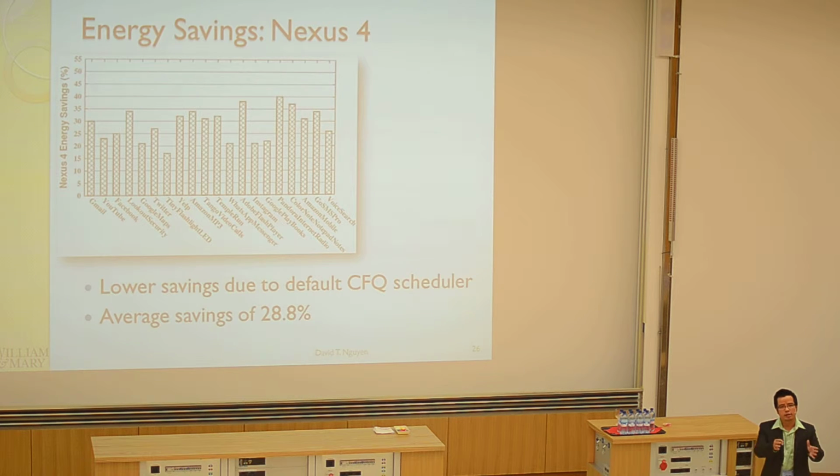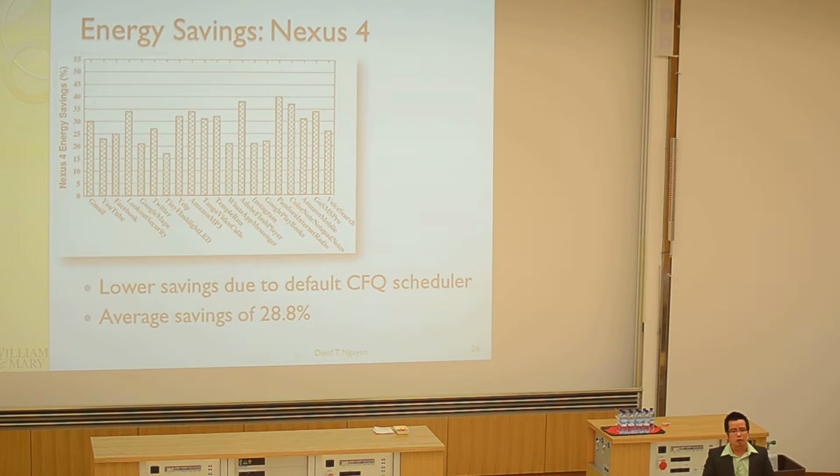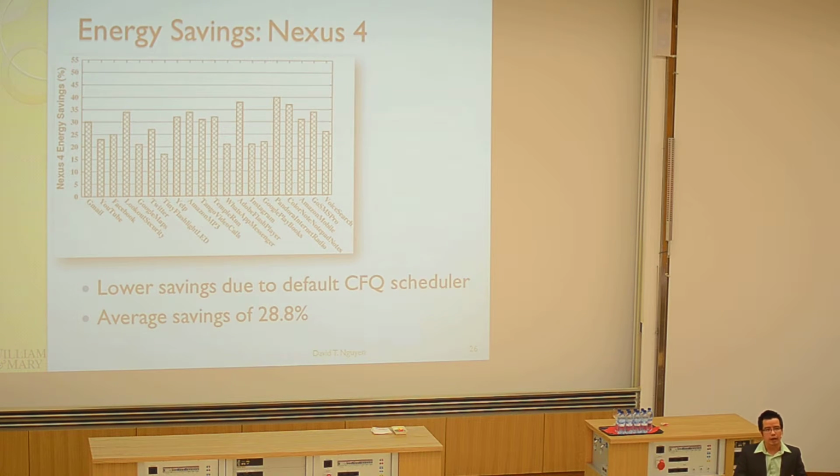Why? Because there is a new scheduler, CFQ, which is the default one in the Linux kernel. And CFQ in our experiments proves to be the best one. Therefore, smaller savings. The average savings are around 28.8%. It depends on applications, right?